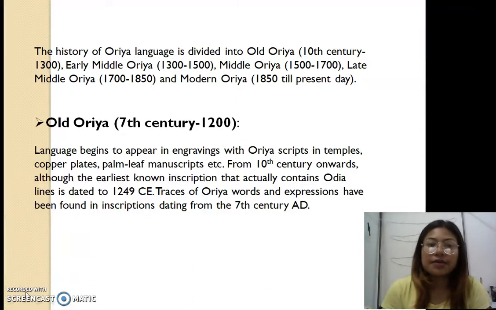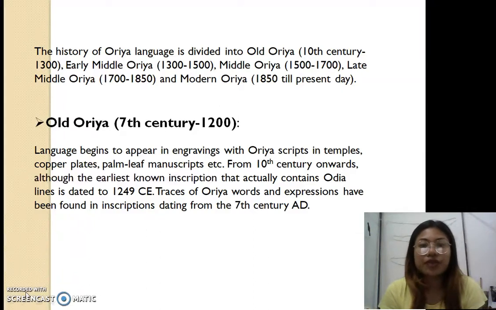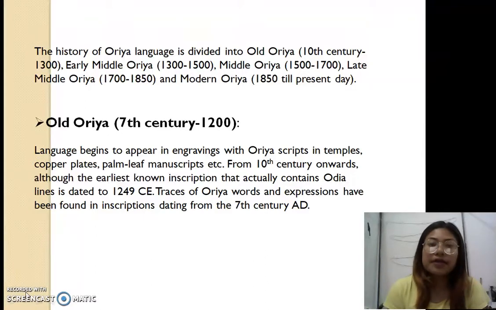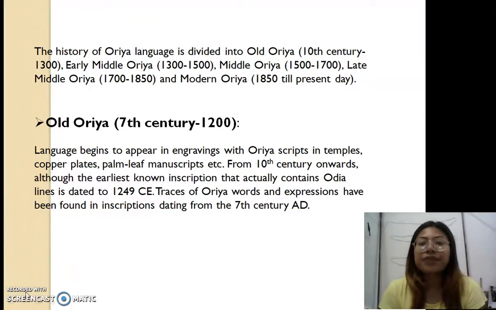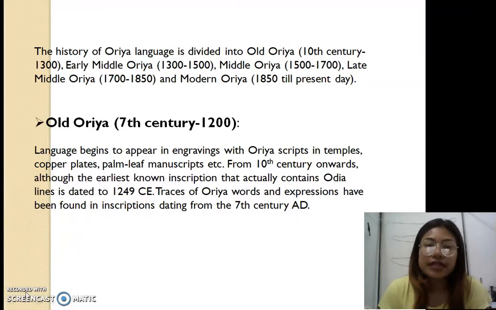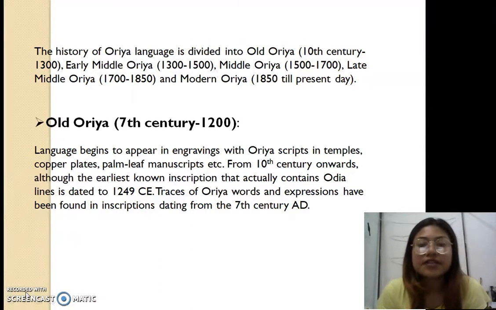First comes the Old Oriya, which started from the 7th century to 1200. In this period, the language begins to appear in engravings with Oriya scripts in temples, copper plates, palm leaf manuscripts, etc. From the 10th century onwards, although the earliest known inscription that actually contains Oriya lines is dated to 1249 CE, traces of Oriya words and expressions have been found in inscriptions dating from the 7th century AD.